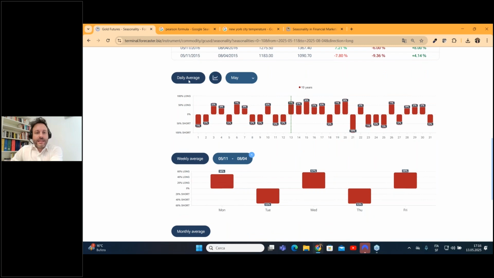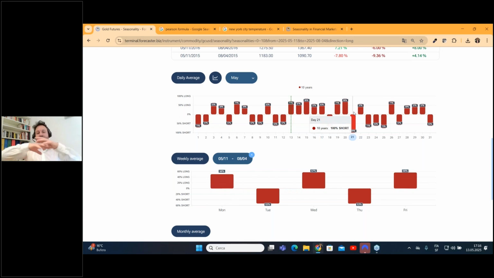But as I told you, you also have the daily average, very interesting because, for example, in the past 10 years, you can see that today, which is the 13th of May, 71% of this specific day were long. And of course, you can find really interesting statistics because look, for example, the day 20 of this month was 86% long and the day 21 was 100% short.